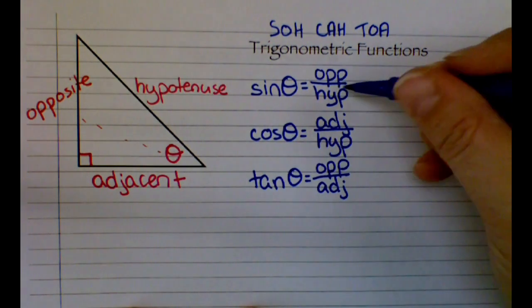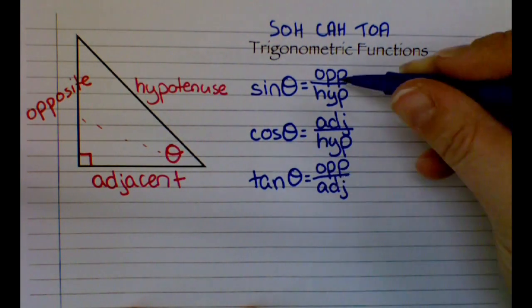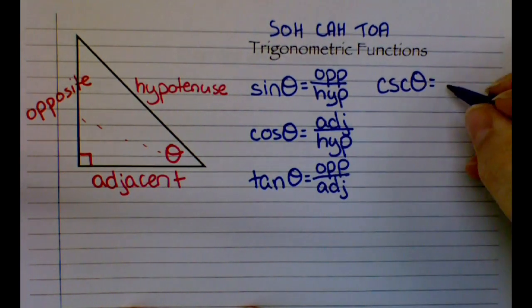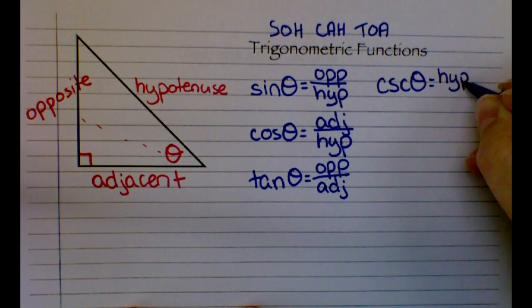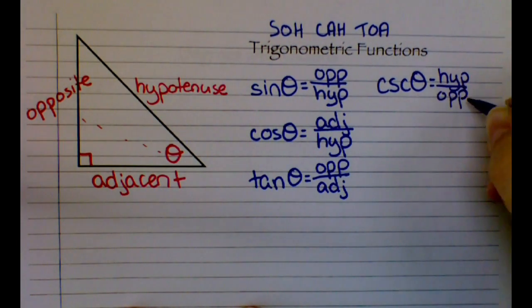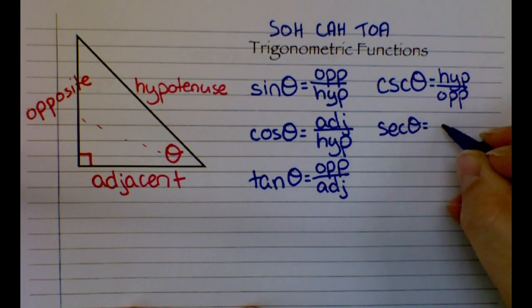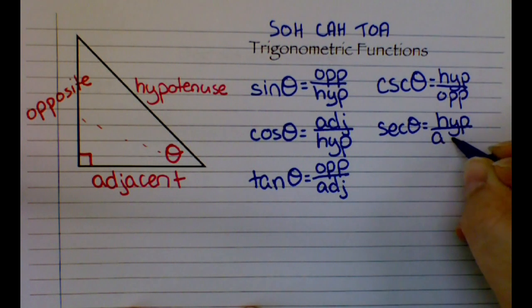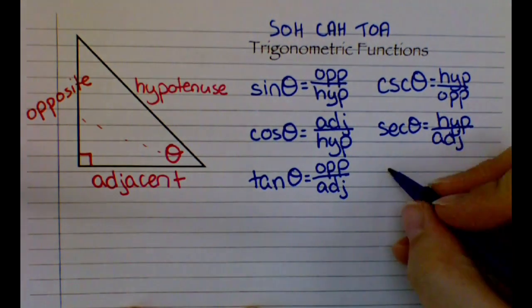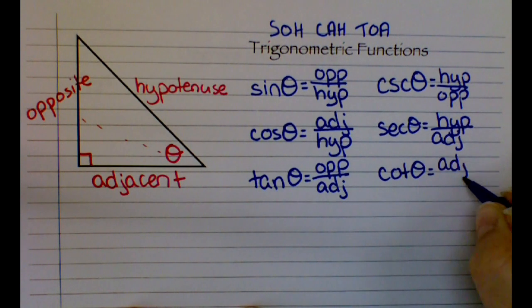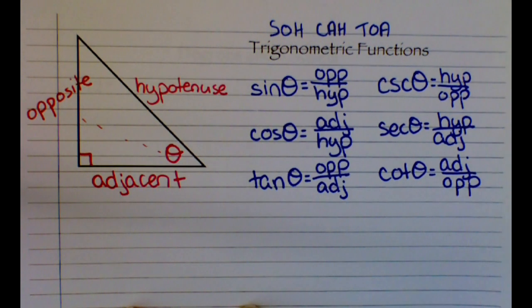Then the other 3 line up directly with sine, cosine, and tangent. Sine lines up with cosecant of theta, and it's just the reciprocal, so hypotenuse over opposite. Cosine lines up with secant, and the secant is the reciprocal of cosine, so it's hypotenuse over adjacent. And tangent lines up with cotangent, and that's just the reciprocal, so that is your adjacent over opposite. And those are your 6 trig functions for right triangle.